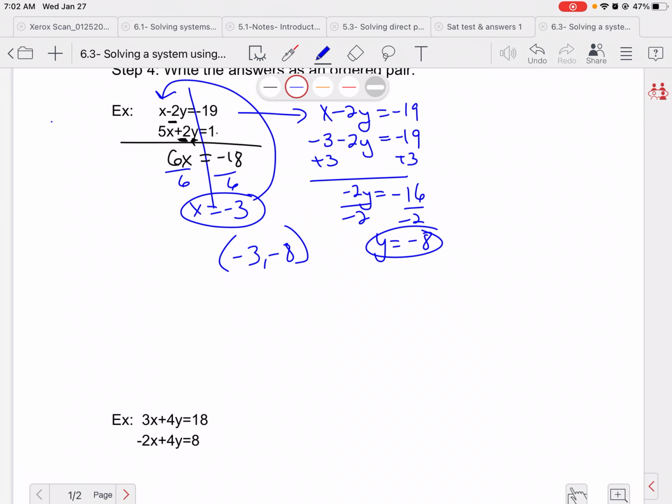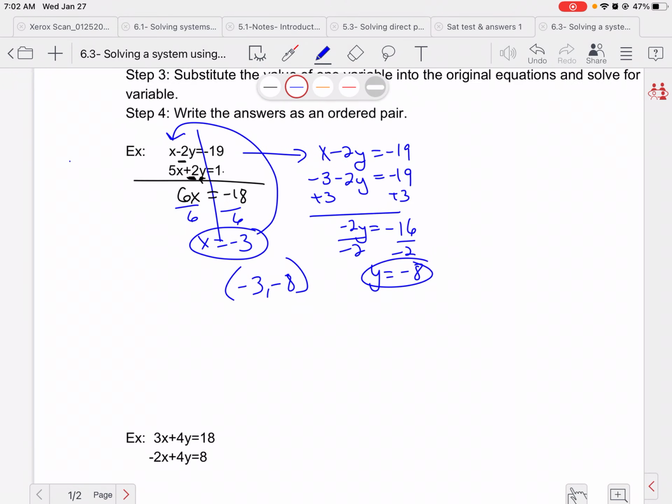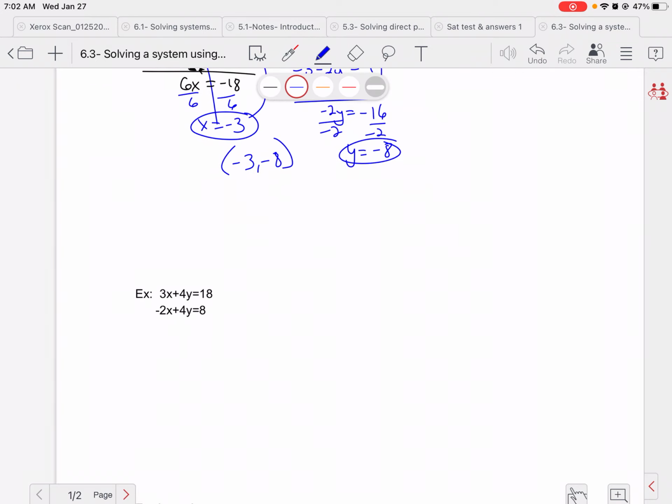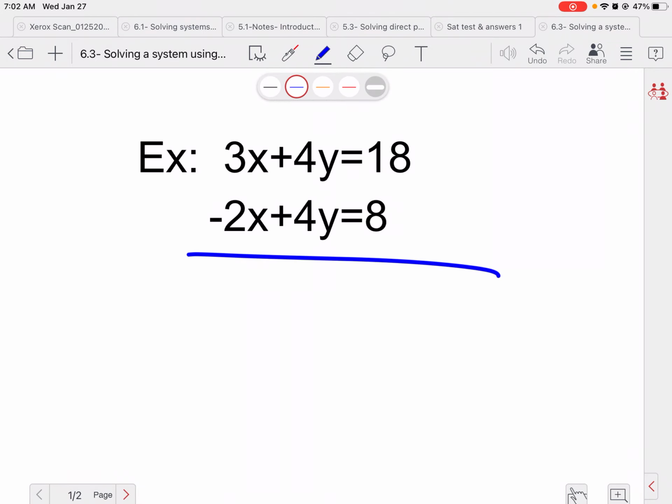Okay. Now if we look at this, I'll give you a second, write that down if you need to, pause the video. If we look at this next one, if I add my equations together right away, well, 3x minus 2x would be 1x, 4y plus 4y is 8y, so nothing cancels out. And we always want to make sure we cancel out one of the variables, not the constants.